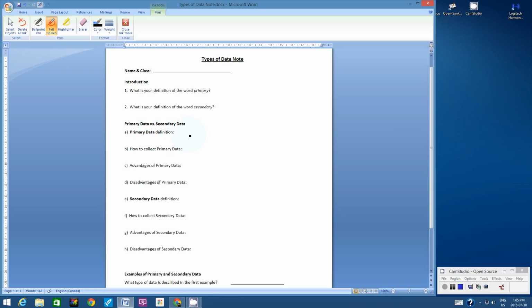Primary data definition. Okay? So when no information or data exists on a topic, then new or primary data needs to be collected. All right, so if you need to pause, if you need to rewind, please do so now.